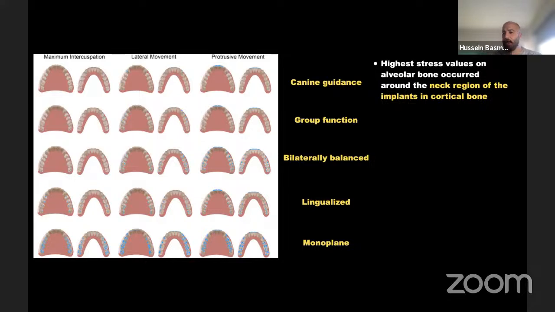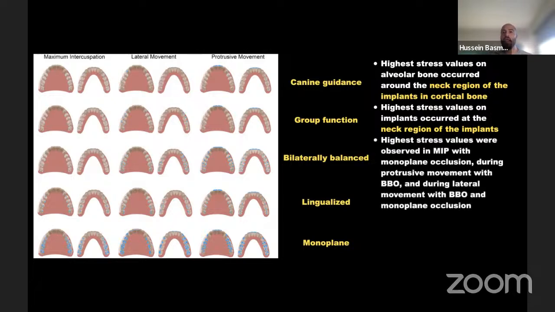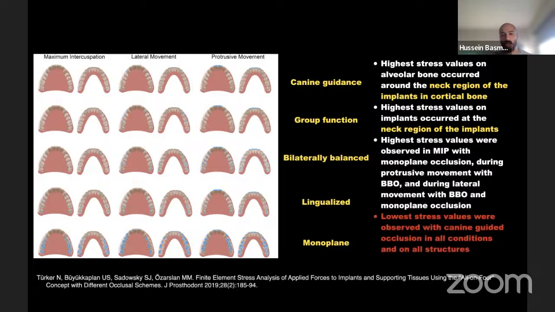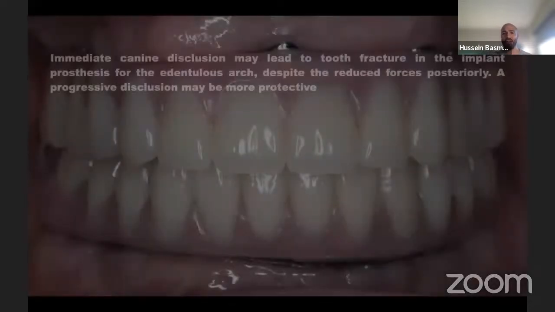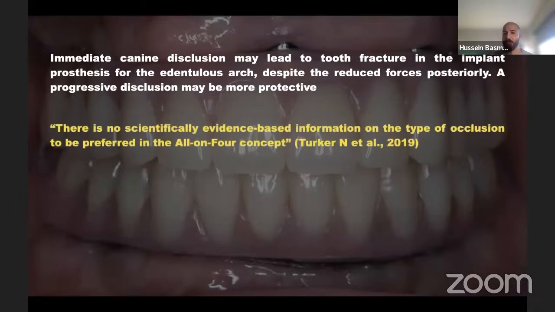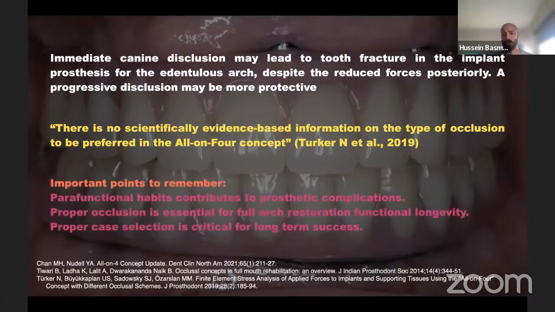Okay, so we have the canine guidance, we have the group function. Usually the canine guidance has high stress values on the alveolar bone around the neck region of the implants in the cortical bone. With the group function, the highest stress values on the implants occurred at the neck regions of the implants. It could be bilaterally balanced, lingualized, or monoplane. So basically, after we adjust the occlusion, it's very important that we keep in mind the type of occlusion that we have to use in those cases.